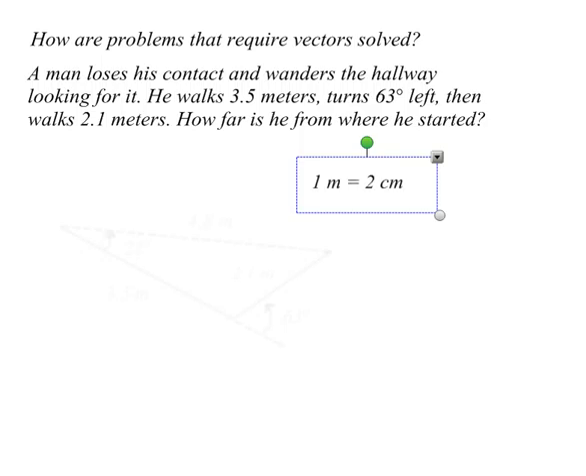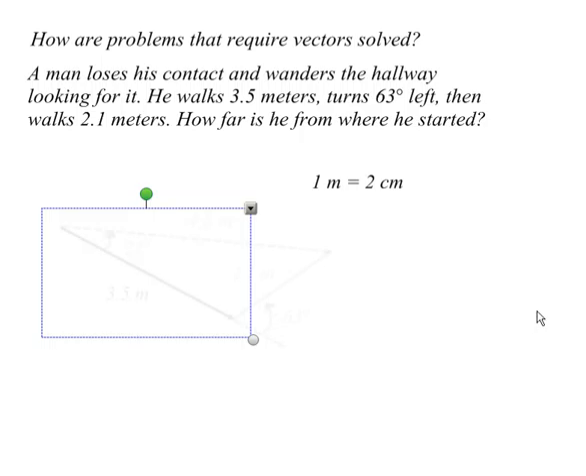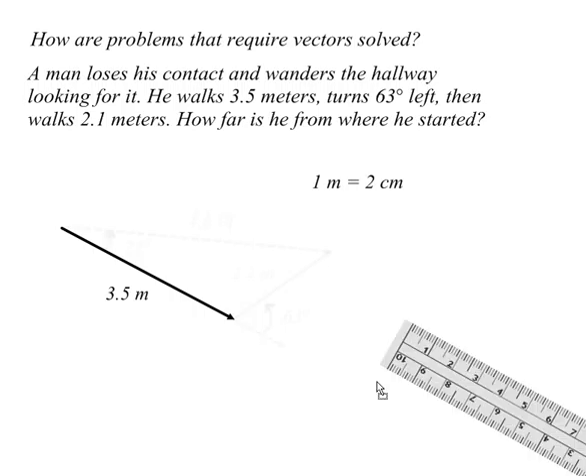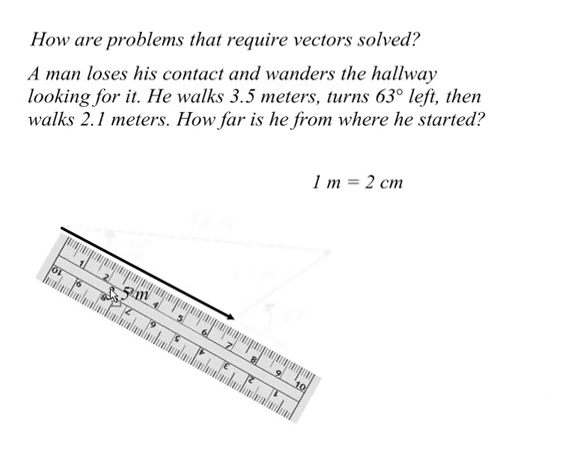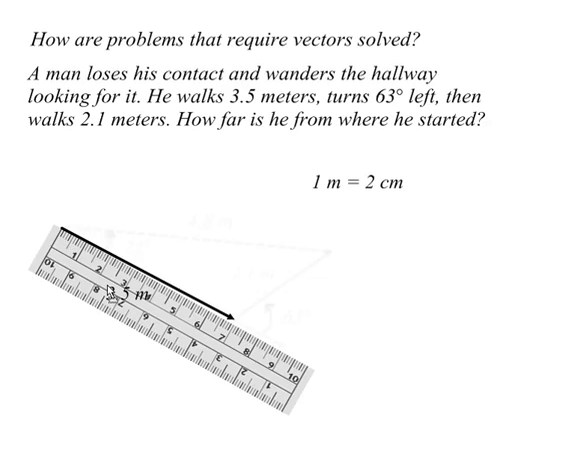But once you've chosen that scale, the 3.5 meters, if 2 centimeters represents 1 meter in real life, that would mean that 7 centimeters represent the 3.5 meters in real life. So you simply use a ruler to make sure that the arrow you're drawing is in fact 7 centimeters long so that it represents the real distance.